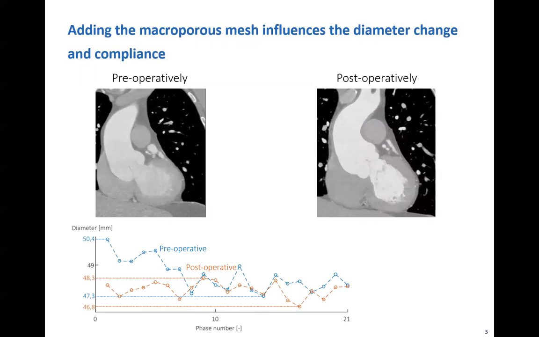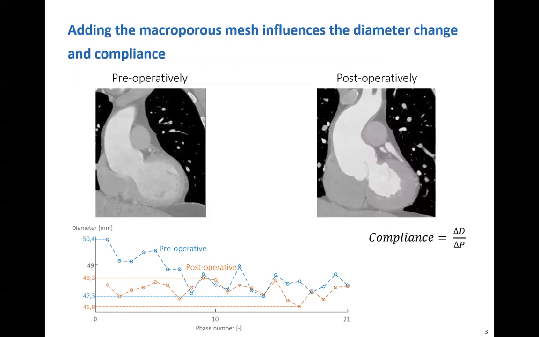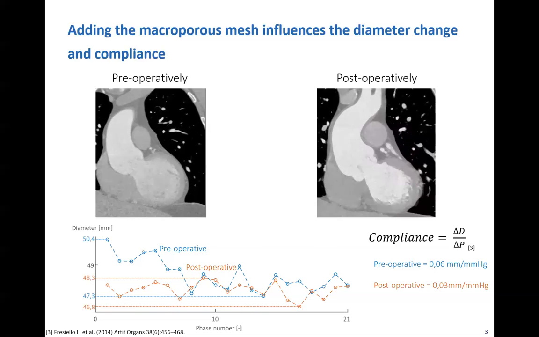by segmenting each phase and determining the maximal diameter in that phase. The compliance of the aortic wall was calculated by dividing the change in diameter by the change in pressure. The pressure was simulated. As can be clearly seen, the compliance decreases by adding the macroporous mesh.